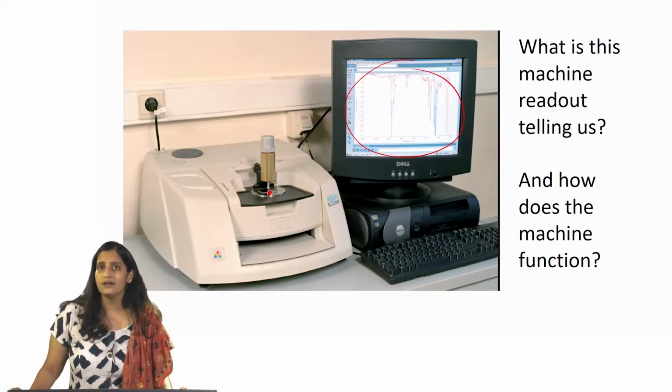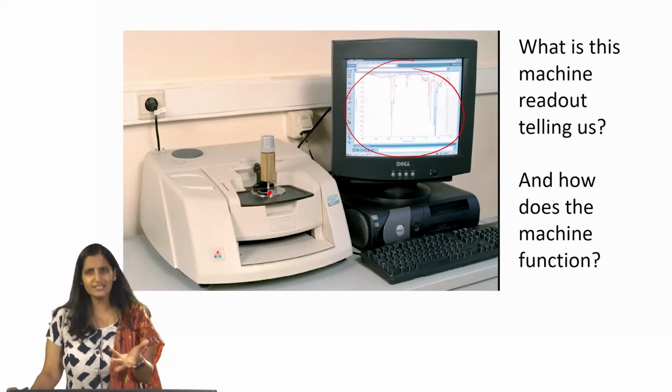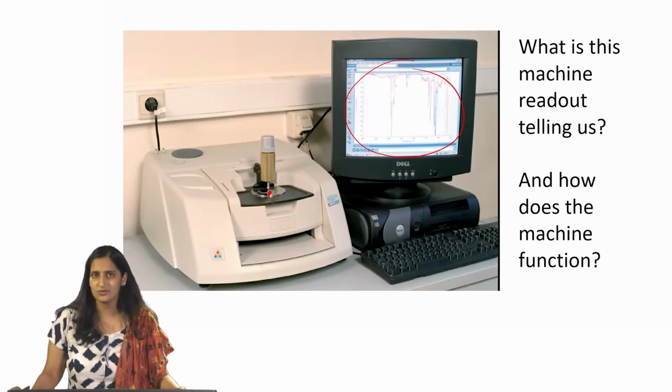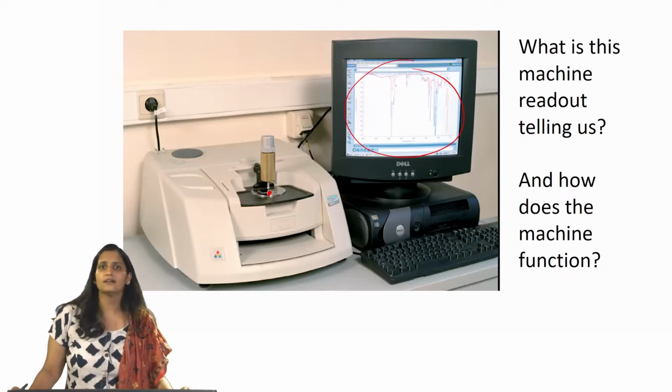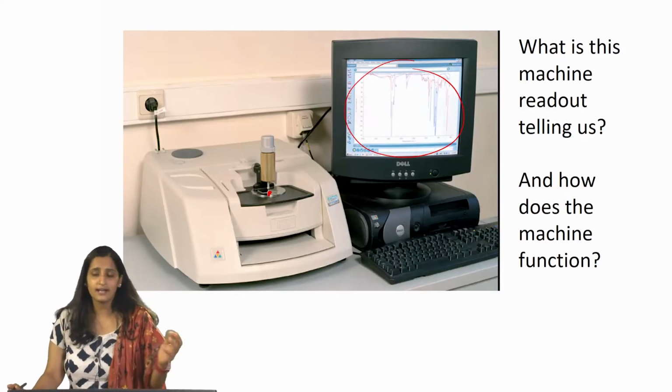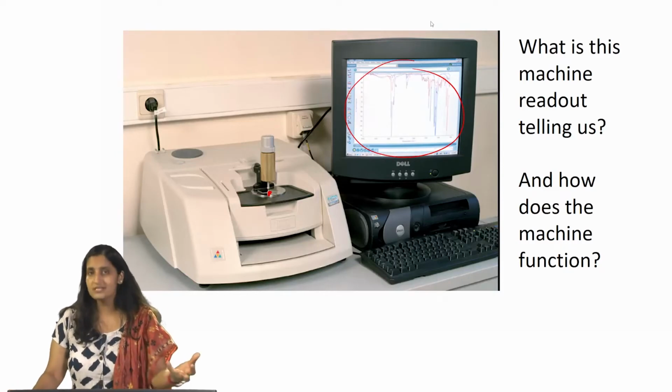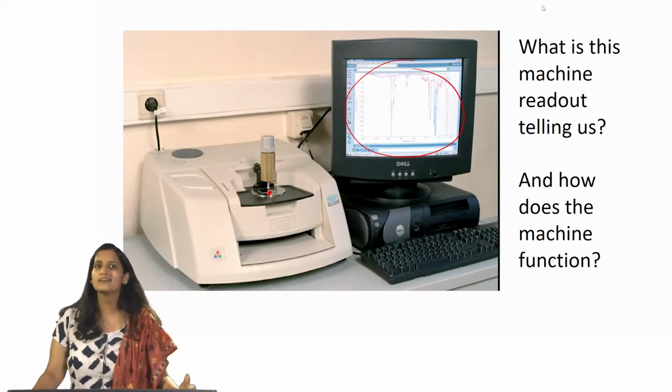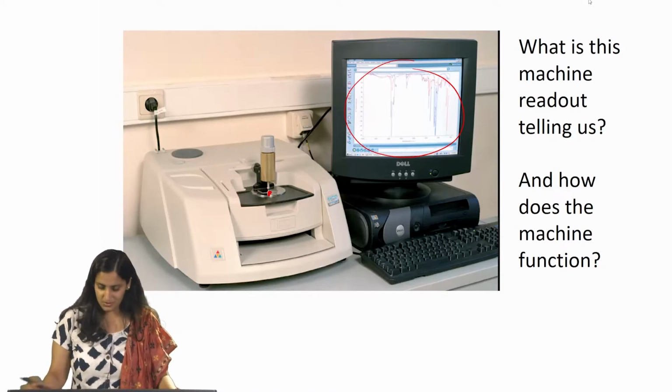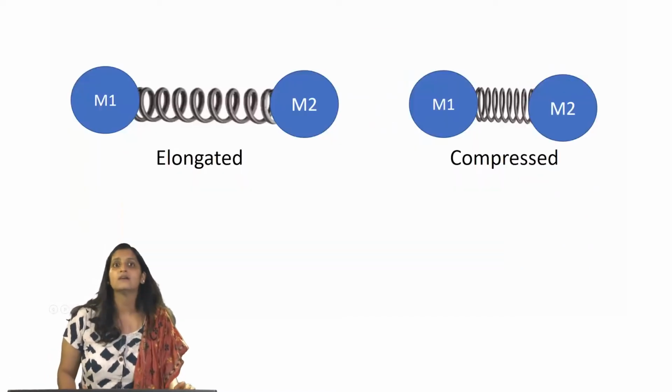Okay, so now we are trying to figure out what this machine readout is really telling us. How did it figure out that it is an alcohol or an alkene, and how does this machine really function? That's what this talk about infrared spectroscopy, or IR spectroscopy, is.